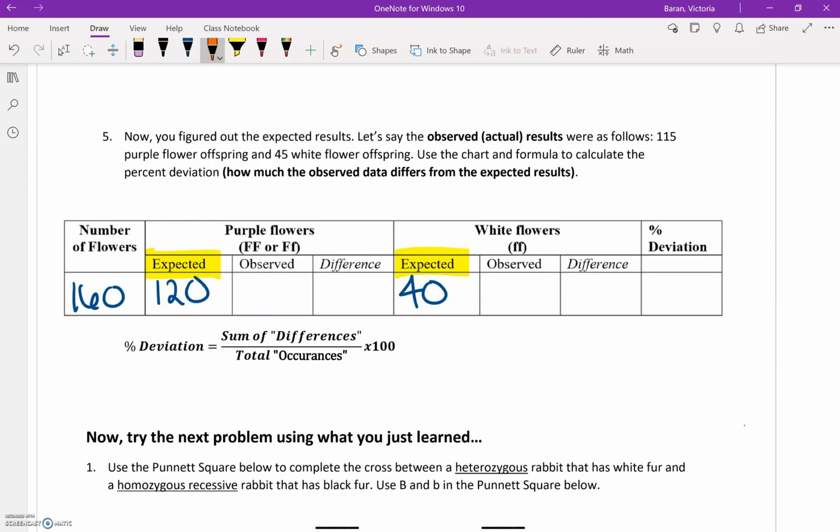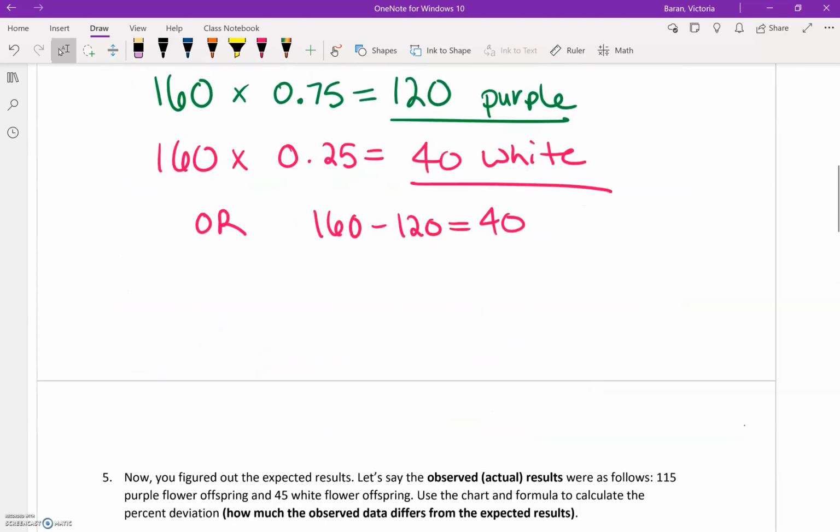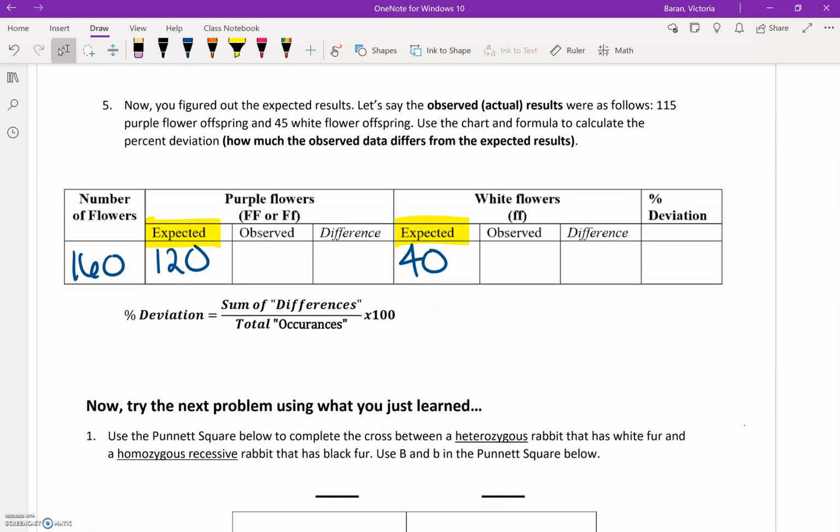Now the observed is the actual results, okay? So how many of those 160 offspring were purple and white? So this is what actually happened in reality. Remember, this is a prediction. This is the probability. So what we actually observed, the actual results were 115 were purple. So I'm going to write 115 here. Okay, that's what actually happened. And then the observed 45 were actually white.